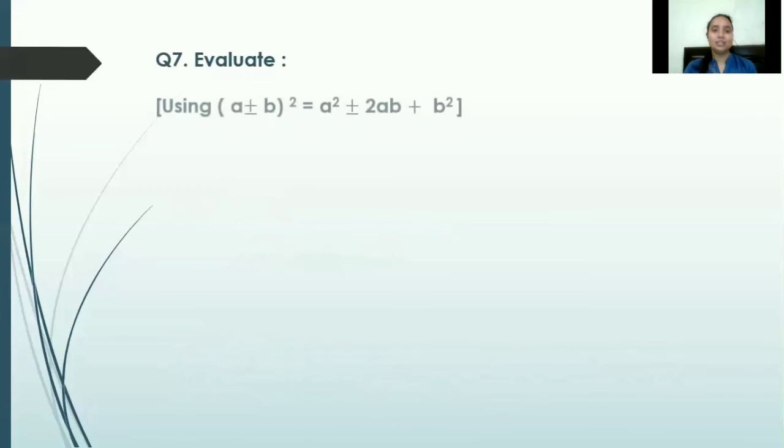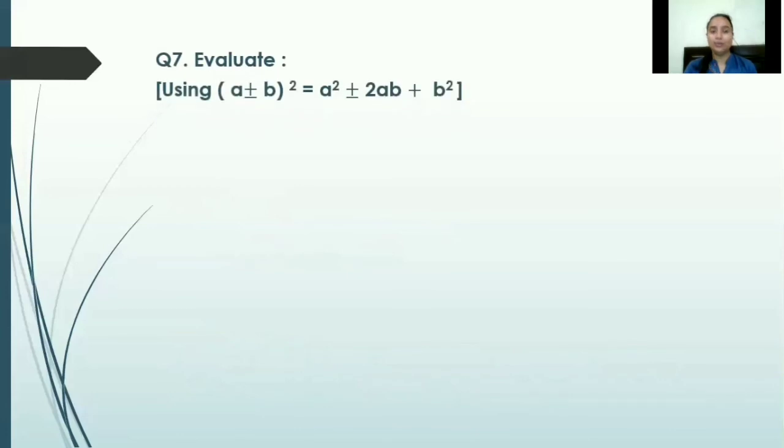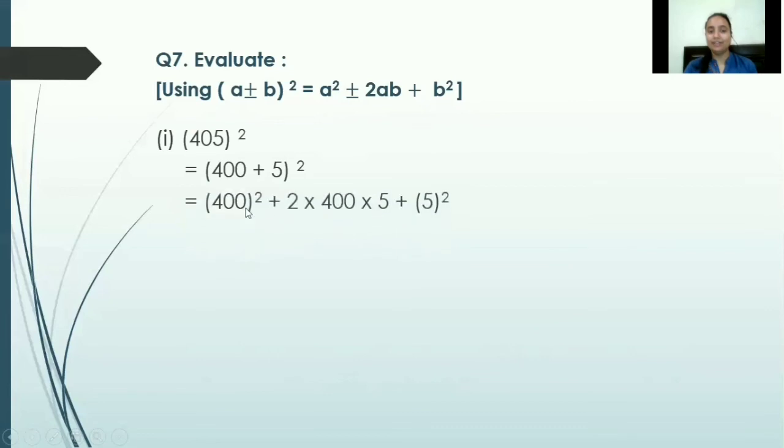Now let's see what we have to evaluate. Okay, so they are saying you have to evaluate using these identities. 405 whole square, how can we split it into a + b? 400 + 5. Can we do it? Right, 400 + 5. Now if I expand it as a² + 2ab + b², see, I have expanded it this way.